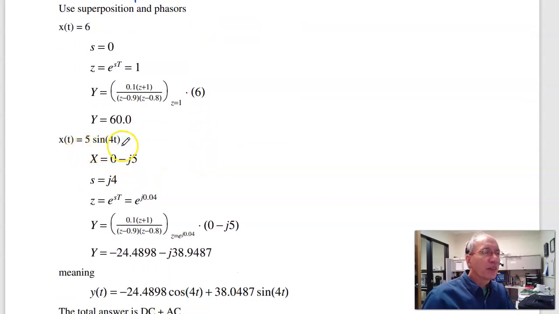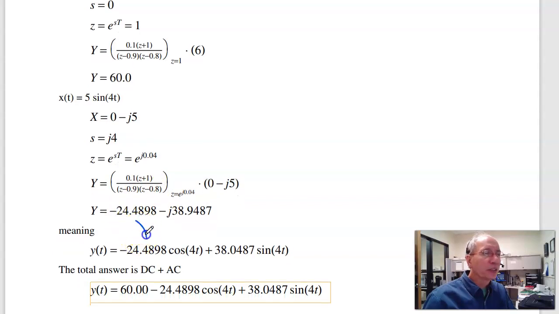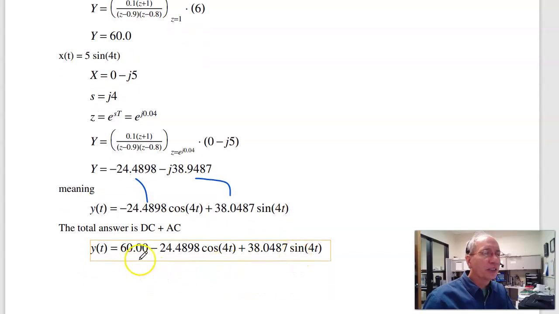When the input is 5 sine of 4t, x is 0 minus j5. Again, just like before, real part's cosine, minus j is sine. S equals j4. Z is e to the st. Analyze, I get a complex number. The real part is cosine, minus j is sine. The total answer then is your DC plus AC. So there's y of t.